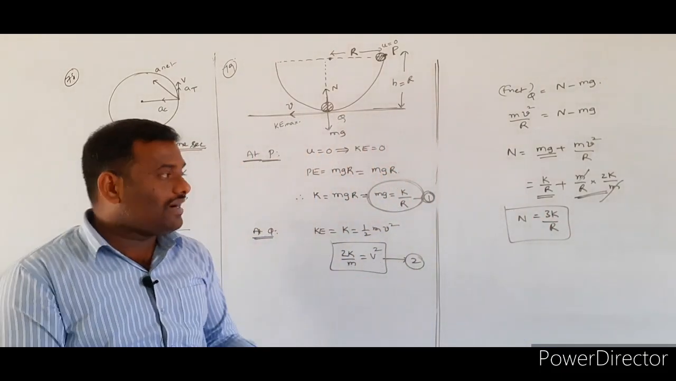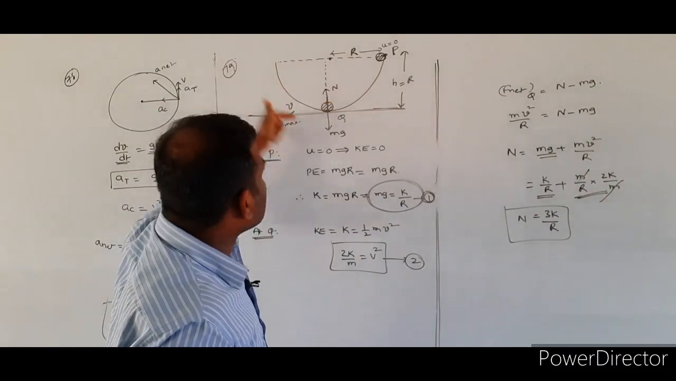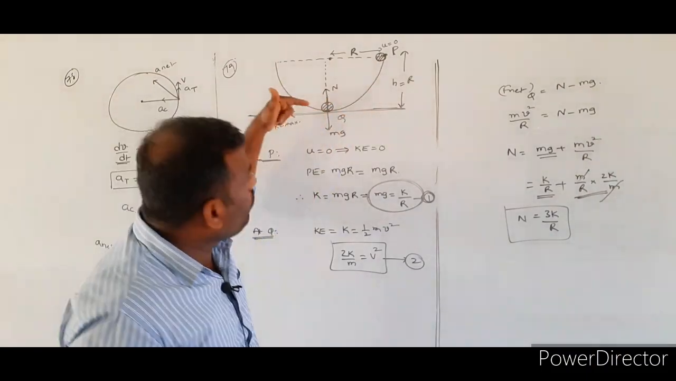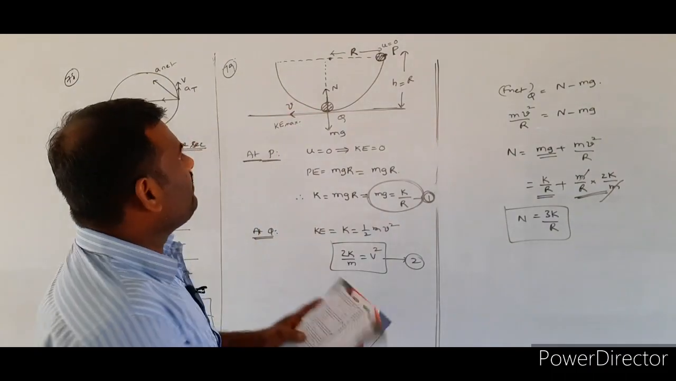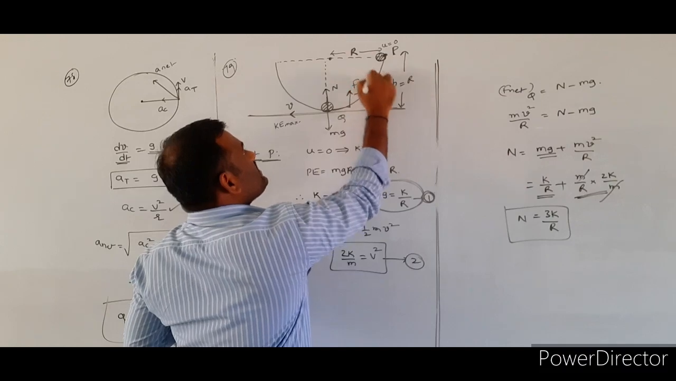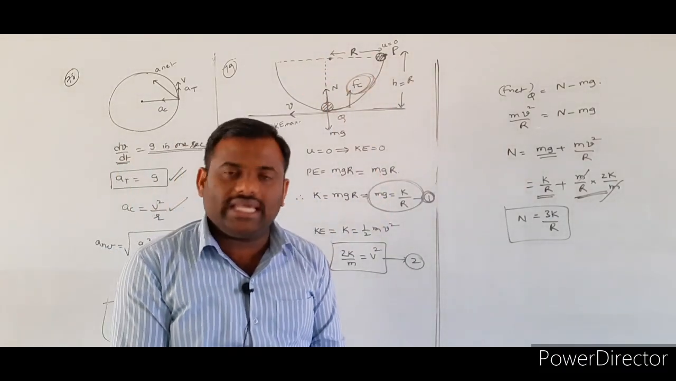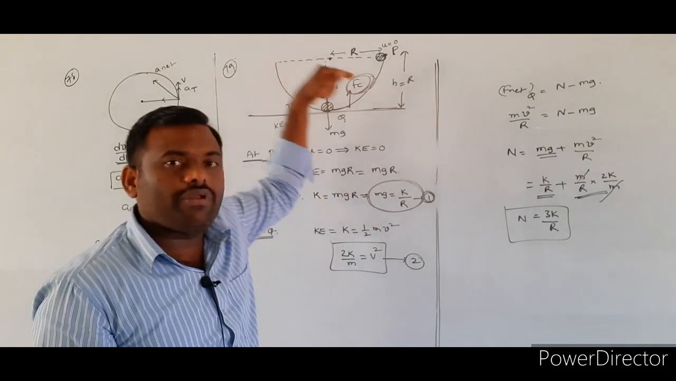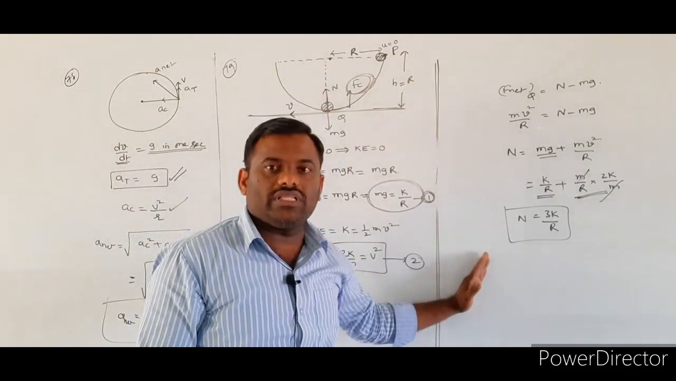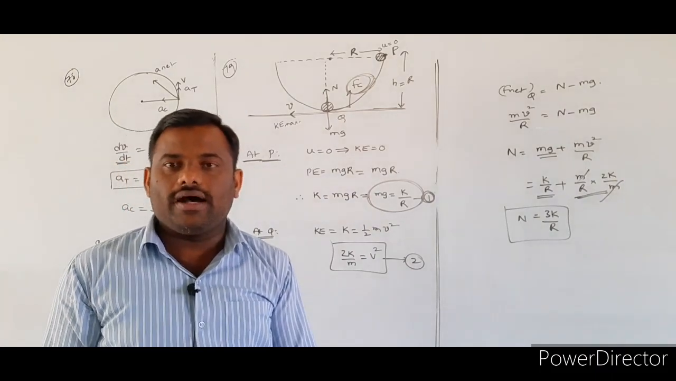Required answer is 3k by r. So keep in mind, whenever the particle is traveling in the circular path over that object, centripetal force is always acting towards the center of the circular path. From that basic point only we solved this one. So N is equal to 3k by r.